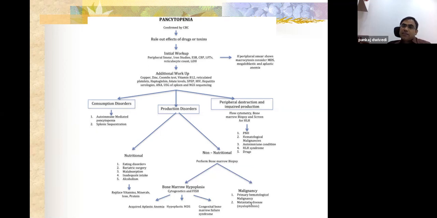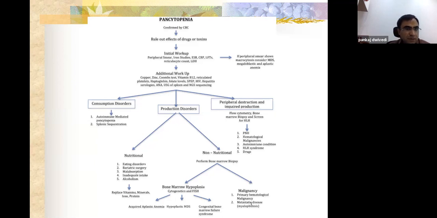Now, for anything, if something is decreasing, either its consumption has increased or its production has decreased. Where consumption has increased, it is in autoimmune hemolytic or autoimmune diseases, like we have seen in SLE-mediated disease or something else, splenic sequestration, maybe some autoimmune hemolytic anemias. And there may be a production disorder. So what are the production disorders? It can be nutritional, because your raw material is not there.